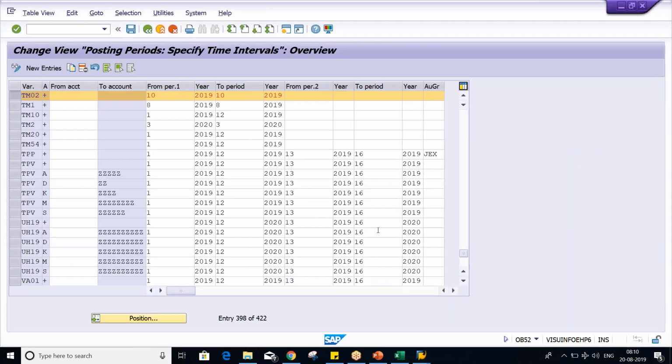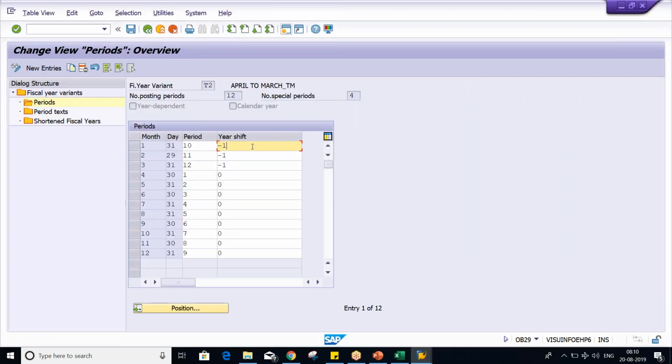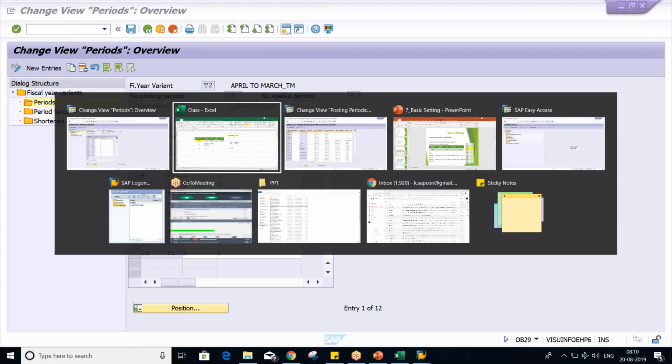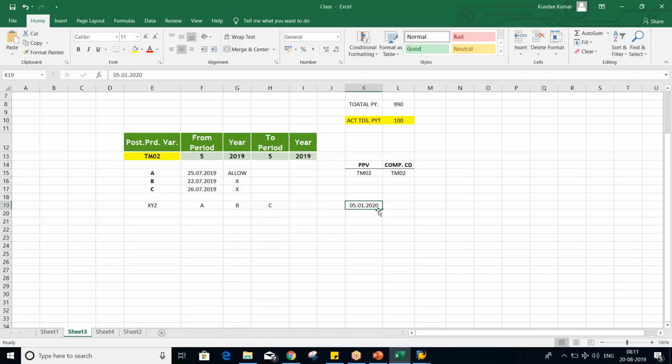Now look here, guys. Here we have also specified year shift. Year shift means what, guys? Shifting means you can change. So we have given an instruction to the system that yes, the first month, January, is the 10th period, but if you talk about the year, then what the system has to do is take the current year minus 1. So the system will come to know it is not 2020, it is 2020 minus 1, 2019. So 10th January means the 10th period of 2019.